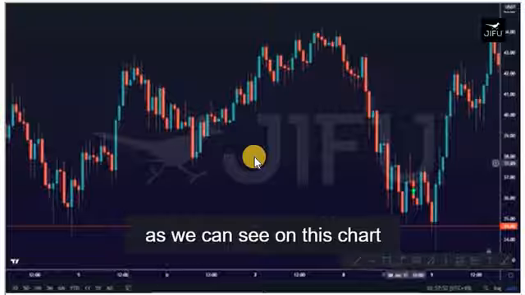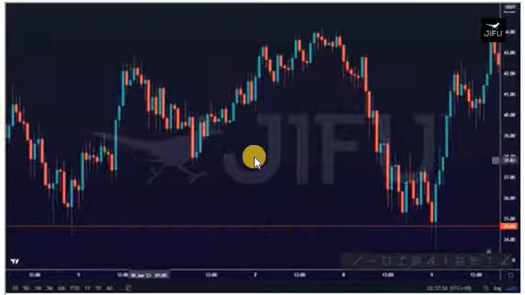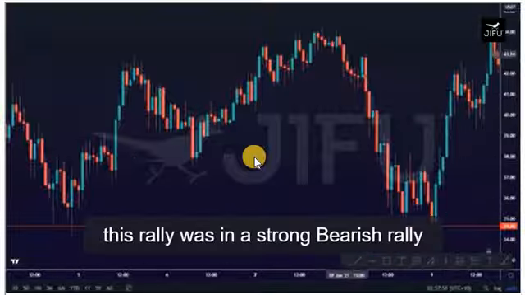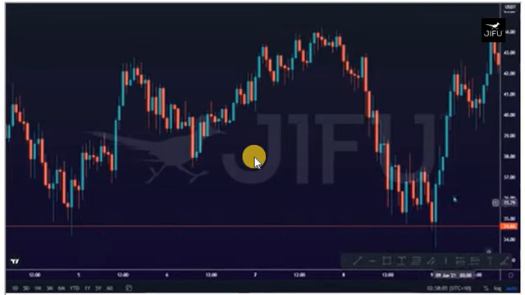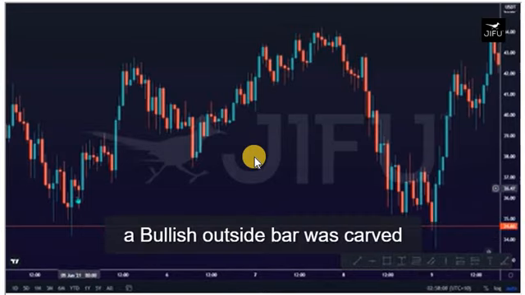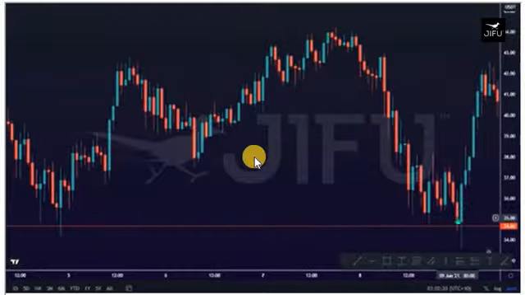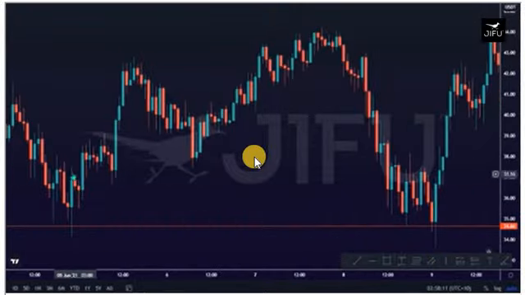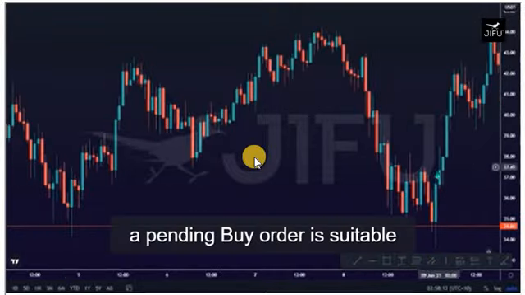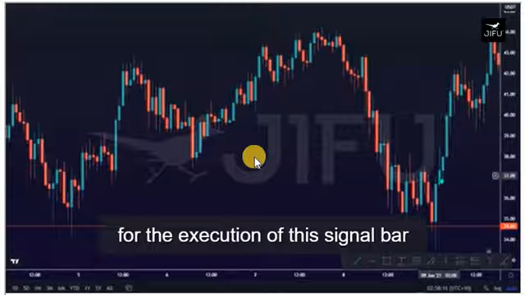As we can see on this chart, this rally was in a strong bearish rally to the support level here. A bullish outside bar was carved, which led to the reversal of this bearish move in this market. A pending buy order is suitable for the execution of this signal bar.